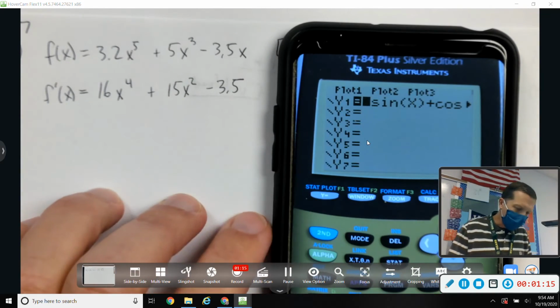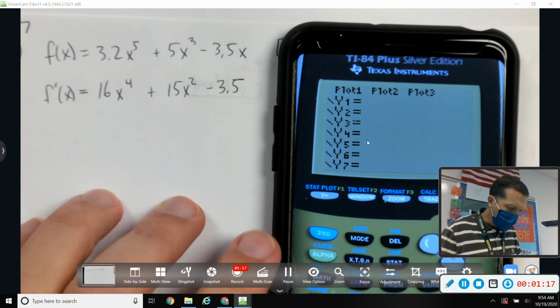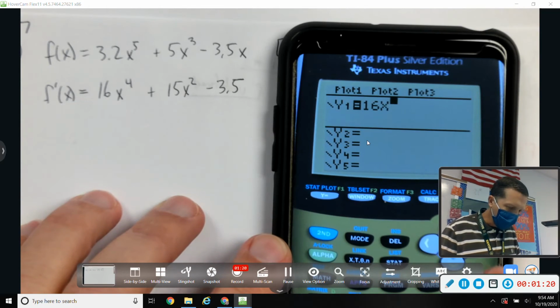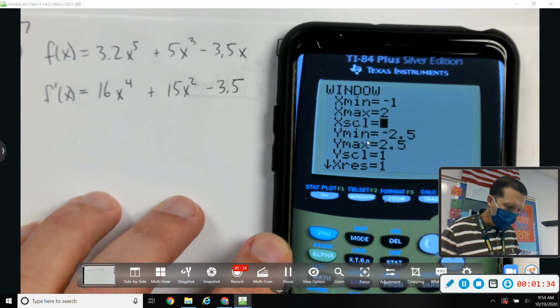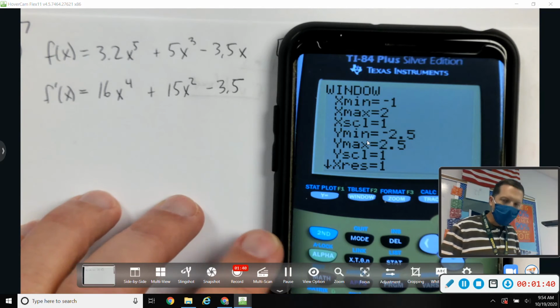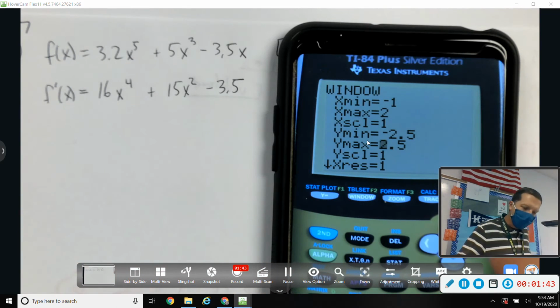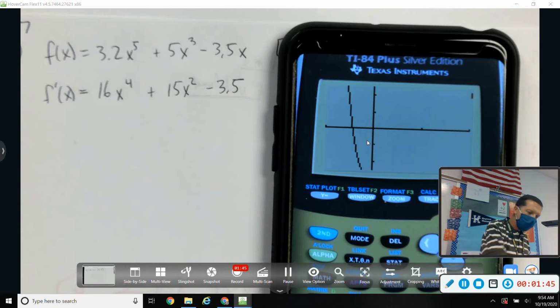Although I guess what it means is I could use my calculator to find the zeros of the derivative. And I'm really only looking at between 0 and 1. So I'll go -1 to 2. And the y values don't really matter as long as I'm catching 0 in there. So let's see.